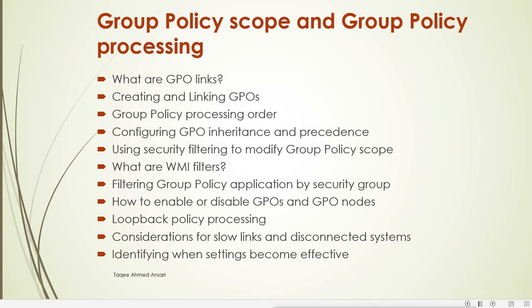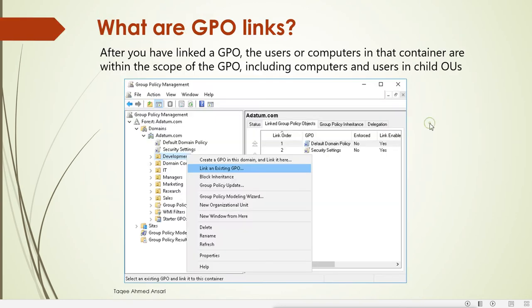Group policy process, group policy scope and group policy processing. Now, what are the group policy links? After you create the group policy and have linked a GPO, the users or computers in that container are within the scope of the GPO, including computers and users in child OUs.